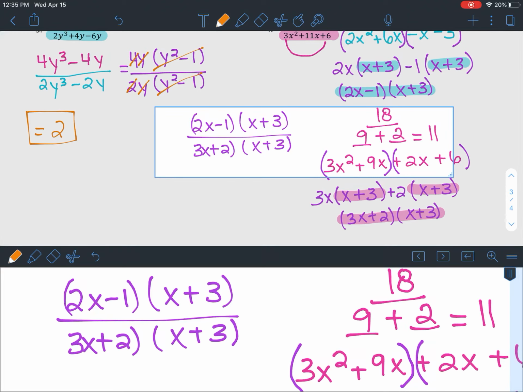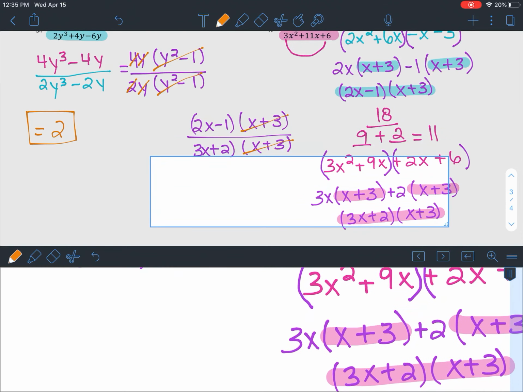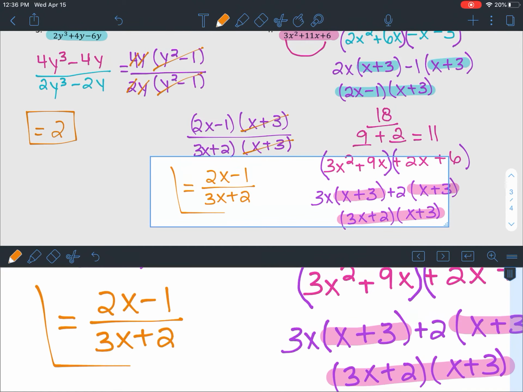I have an x plus 3 on the top. I have an x plus 3 on the bottom. So I can just cancel those guys out. If I look at 3x plus 2 and 2x minus 1, I can't really do anything else there. So my final answer here is going to be 2x minus 1 over 3x plus 2.